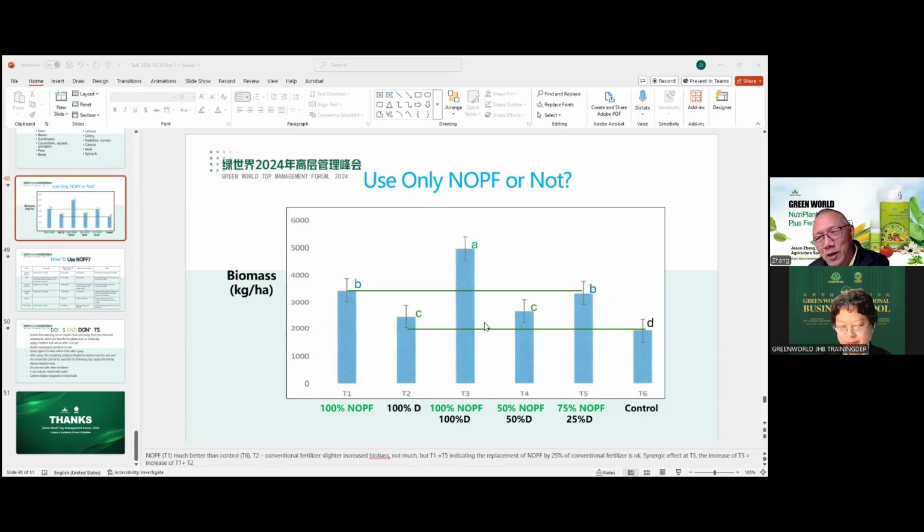Not necessarily C1 and C2, which look a little bit different. Actually, statistics-wise, they are the same. So we use these letters to compare significance levels. Same letters are the same result, even if a slight number is different. So then you see any fertilizer use will be better than not using any fertilizer.